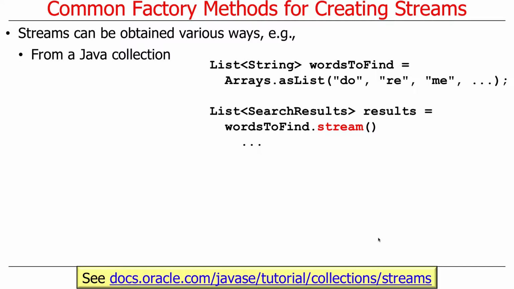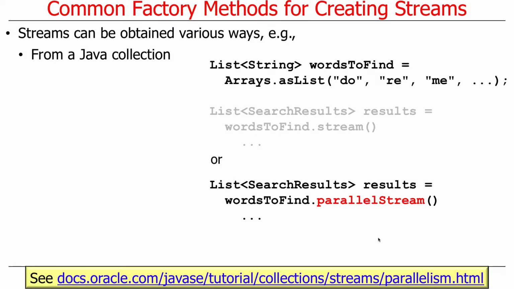So we say wordsToFind.stream, we'll turn this list into a stream, and then a bunch of things could happen, and eventually we would end up with a list of search results. So that's how to do it. You've all seen this before, pretty much a no-brainer. Here's the other way to do it, which is to use parallelStream. So stream, parallelStream, it's really simple to change that.